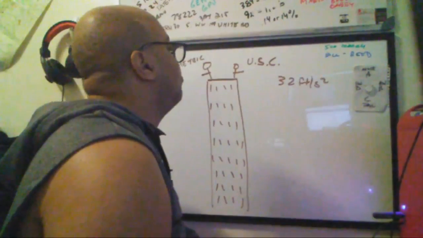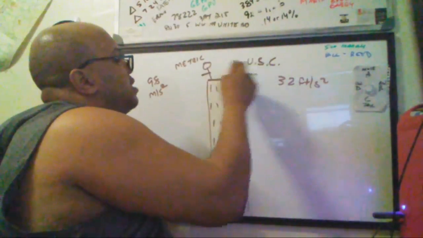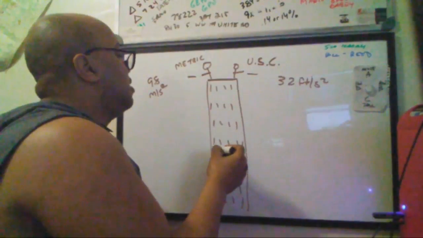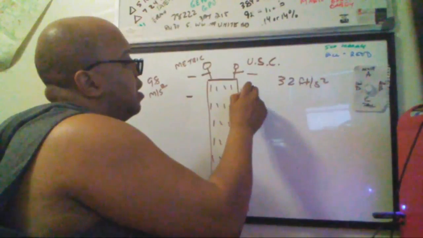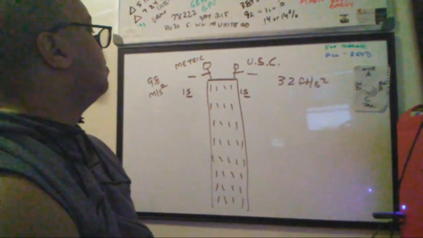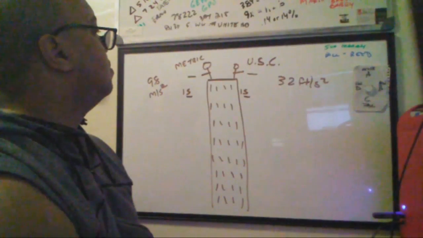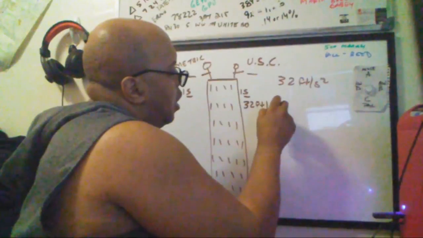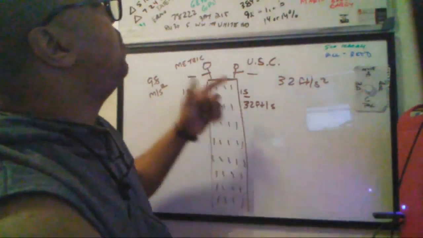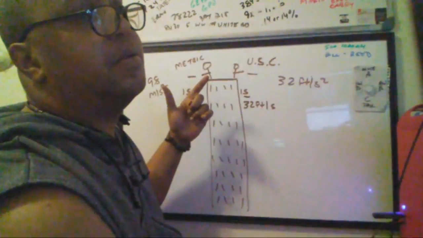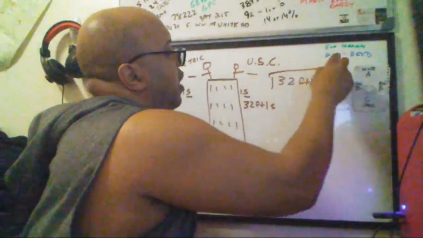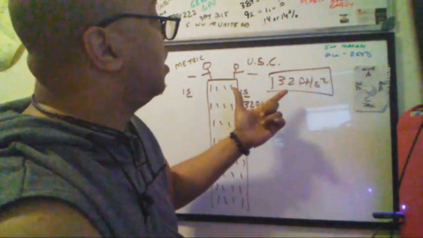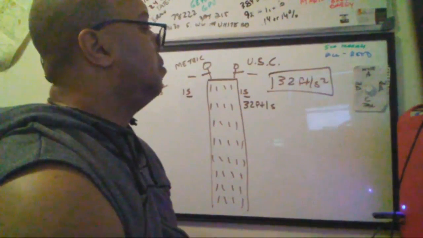All right, so we release these objects at the same time. I'm the metric side, you're the U.S. customary system side. How fast are the objects going to be falling after 1 second? It's second squared. It wouldn't be 32 feet, would it? 32 feet per second. Yeah. Okay, so we just say 32 feet per second, not per second squared. So why is it second per second? 32 feet per second per second. Like second squared. Well, that is the acceleration rate. We say it like that because every second you're going to gain 32 feet per second. Oh, yeah. I got it. That's why we say it like that.